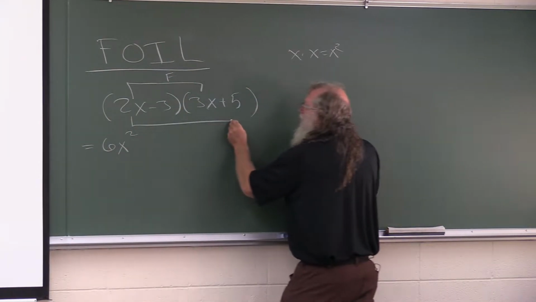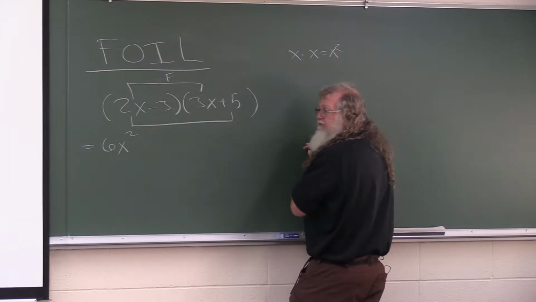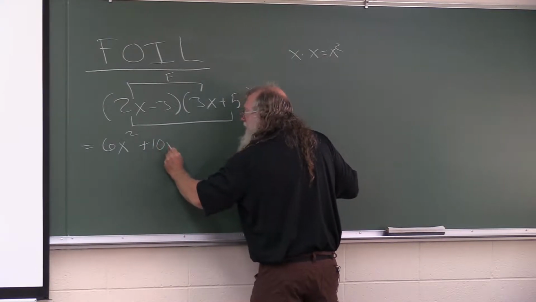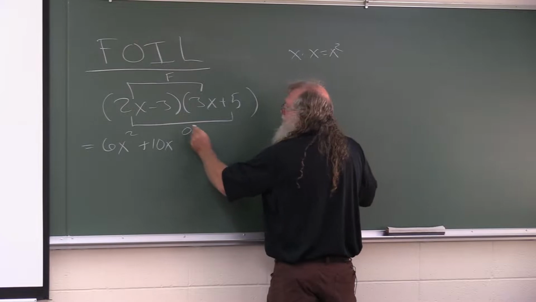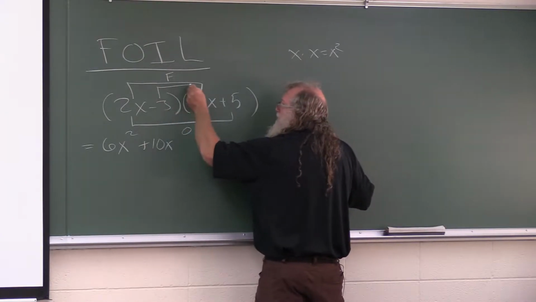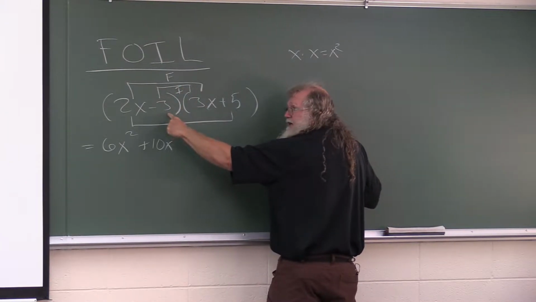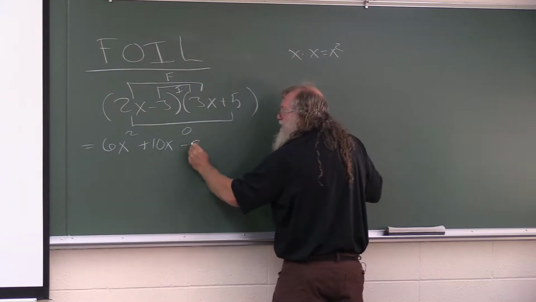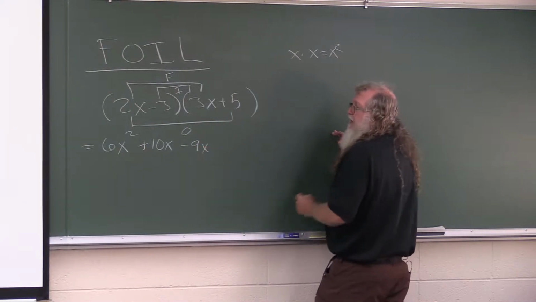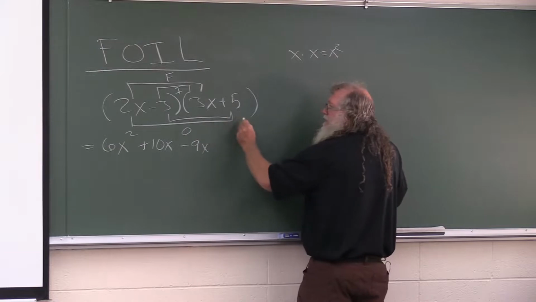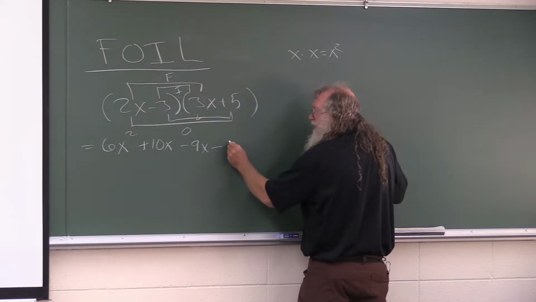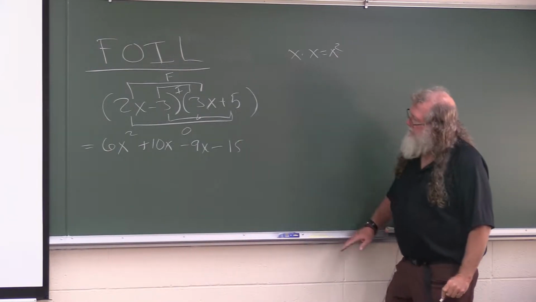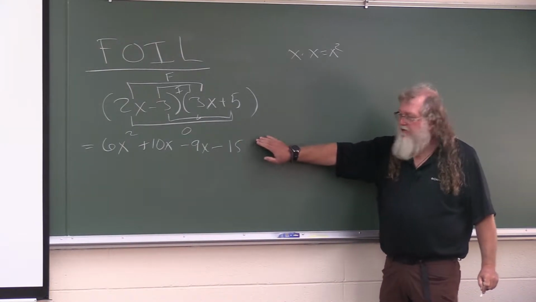Outside times outside. 2x times 5. Well, 2 times 5 is 10. And we still have x to what? The first power. Then that's outside times outside, inside times inside. I'd have a negative 3 times 3x, which is a negative 9x. And then last times last, negative 3 times 5. Well, negative times positive is negative. 3 times 5 is 15.